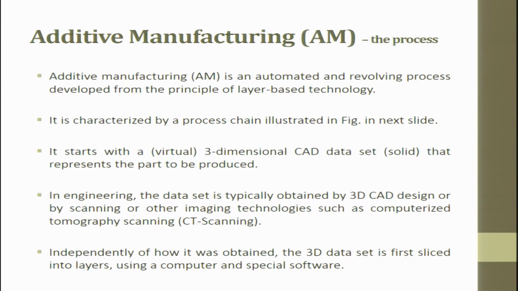So, additive manufacturing is an automated and revolving process developed from the principle of layer based technology. It is characterized by a process chain illustrated in the figure which is explained in the next slide. It starts from a 3D CAD data set that represents the part to be produced. In engineering, the data set is typically obtained by 3D CAD design or by scanning or other imaging technologies such as computerized tomographic scanning. CT scanning is also used for developing the data. Independent of how it is obtained, a 3D data set is first sliced into layers using a computer and a special software.